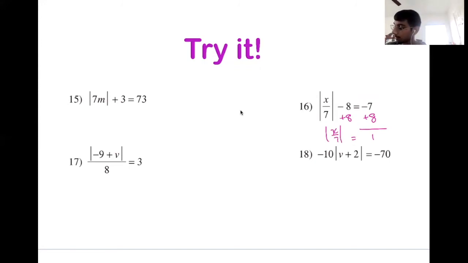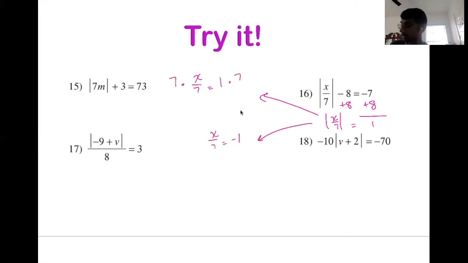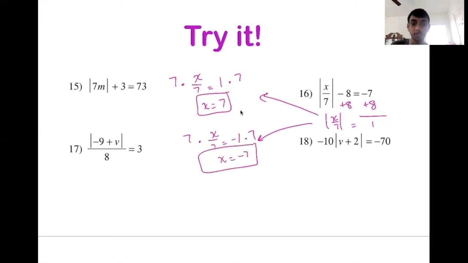So again, since it's a positive number right here, we can continue to go on and try to find the two solutions. First thing we could do is set it positive. So x over 7 is equal to 1. And then we have x over 7 is equal to -1. So we multiply 7 on both sides. x is equal to 7. And then multiply 7 on this side, x would equal -7. So you have two solutions to these problems right here.